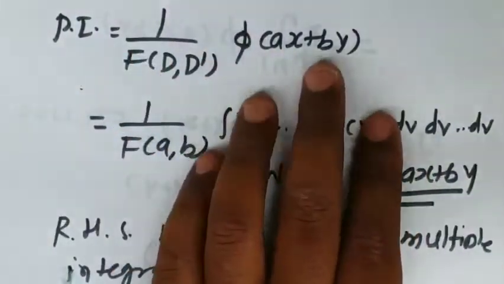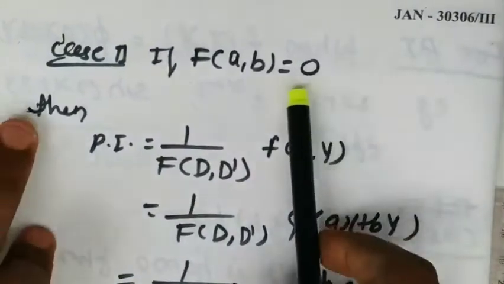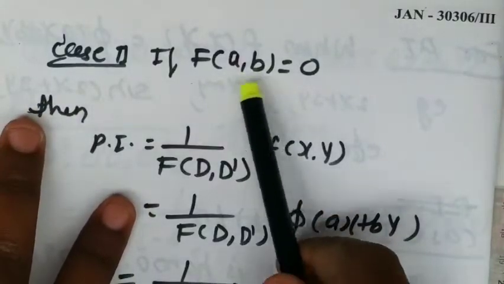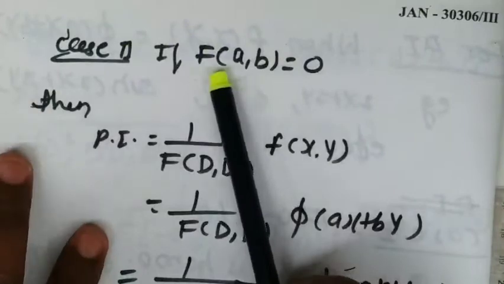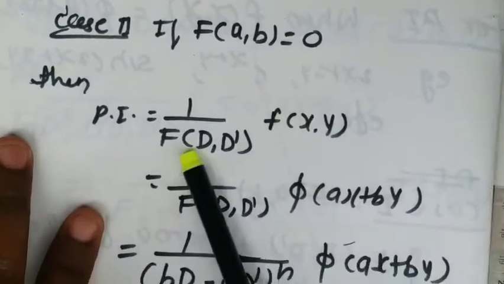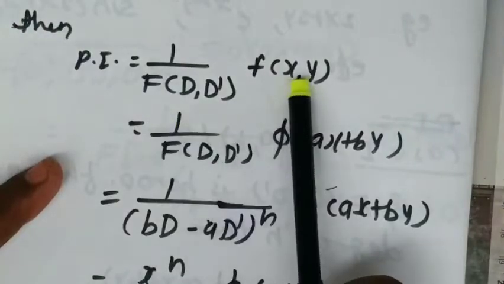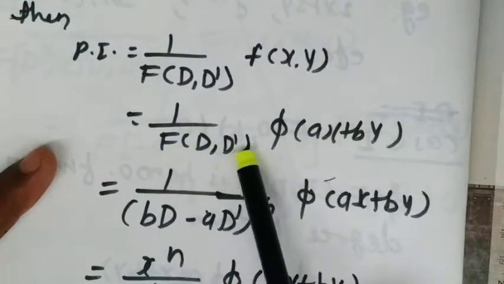The next one, the case if f of a comma b equals 0, means when we put the values of d and d dash by a and b, if the denominator becomes 0, we call it the case of failure also. Like in shortcut methods, if the denominator becomes 0, in that case how to determine the particular integral. So this is the definition of particular integral, and I have taken the function of the type phi of ax plus by, over f of d comma d dash.